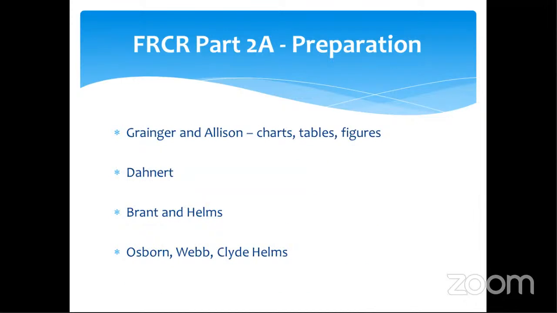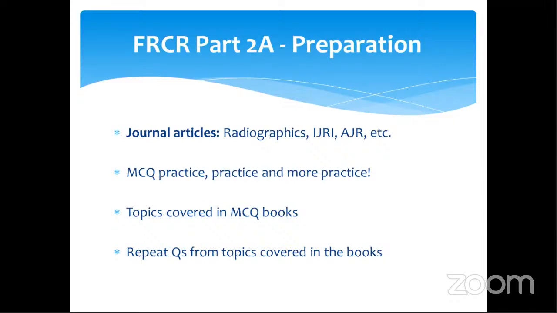People say that you can read Grainger and Allison. I would say just stick to the charts, tables, and figures of Grainger if you want. It's not to be read as a textbook. It's good for reference. Some people read Brant and Helms, and of course people read Osborn, Webb, and Clyde Helms during their residency. So you can revise these books. But honestly, more than textbooks, I find that it's most useful to read journal articles like those from RadioGraphics, IJRI, AJR, and others. I found that reading journal articles is much more fruitful for 2A compared to reading textbooks.